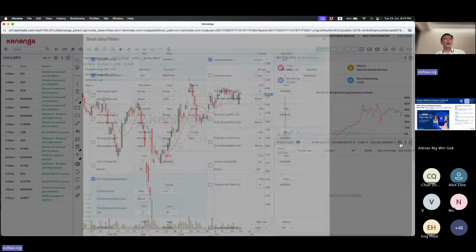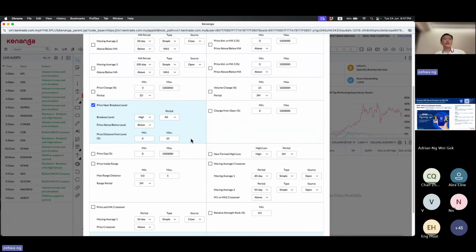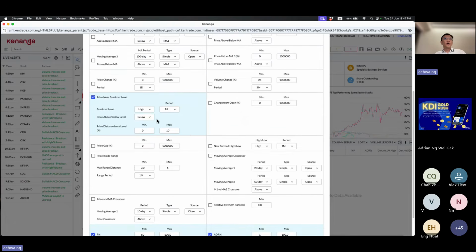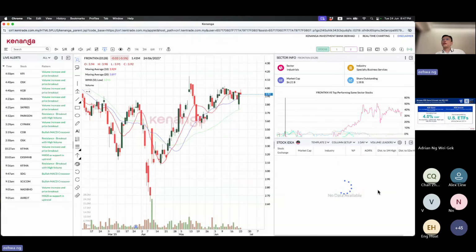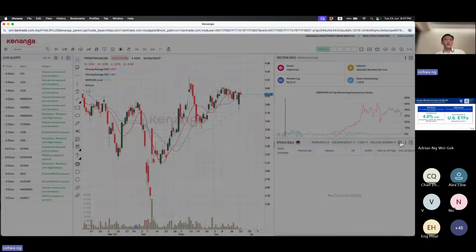Let's take a look and see if I were to change. Okay, 0 to 10. Let me change it to 20% and see if there are any stocks. Okay, and I'm going to reduce this to 40. The lower your minimum goes, the more stocks will appear in the list. No data. Okay, so it looks like the refresh is going on.